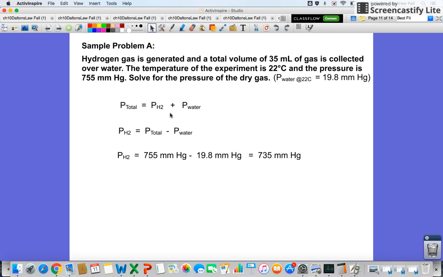So what we can do is rearrange the equation like we showed on the previous slide and just solve for that pressure of the hydrogen gas. So it's 755 millimeters of mercury as the atmospheric pressure, or total pressure, minus the 19.8 millimeters of mercury from the water vapor, and that would leave you with 735 millimeters of mercury of pressure from the dry gas. So that was Dalton's law and how it applies to gases collected over water.